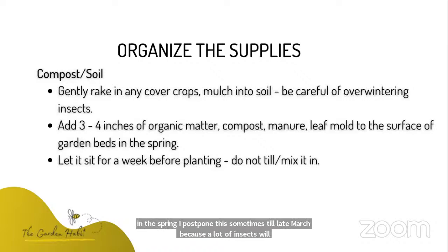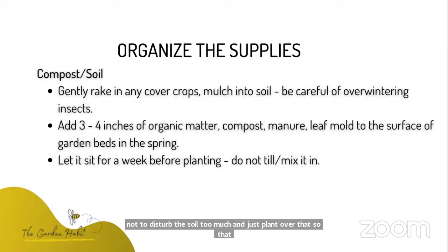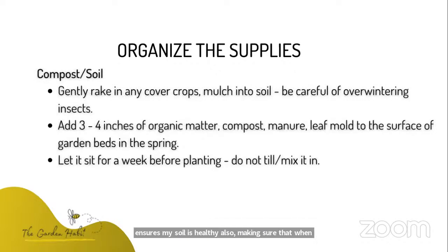And so right now in my garden, I have a layer of mulch, which is straw, as you saw in the picture. And I planted cover crops, which actually add nutrients back into the soil. And so what I do is I just cut the cover crops. They're not too big. They're only about 3 inches high. Cut it and I'll lay it over my garden to decompose. And then as it starts to decompose, I'll just gently rake it in, not to disturb the soil too much, and just plant over that. So that ensures my soil is healthy, also making sure that when your soil is healthy, it gives you an advantage to planting as well.